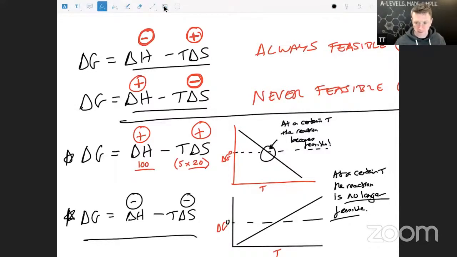Delta H is the y-intercept. No, not for this one. It's a different graph. Or is it a different graph? Oh, we'll get to that in a sec.